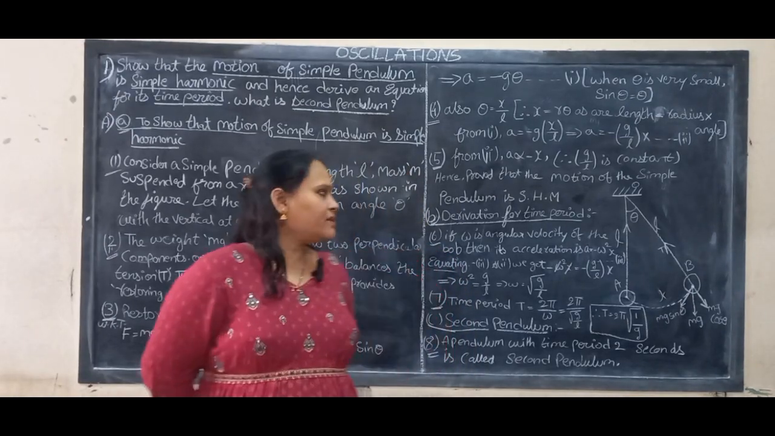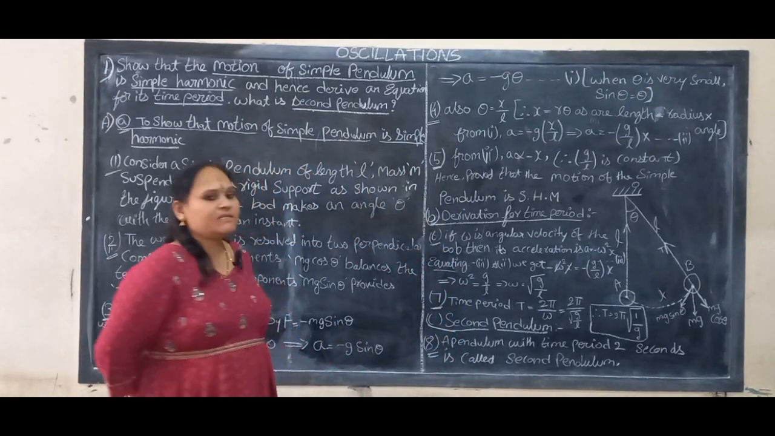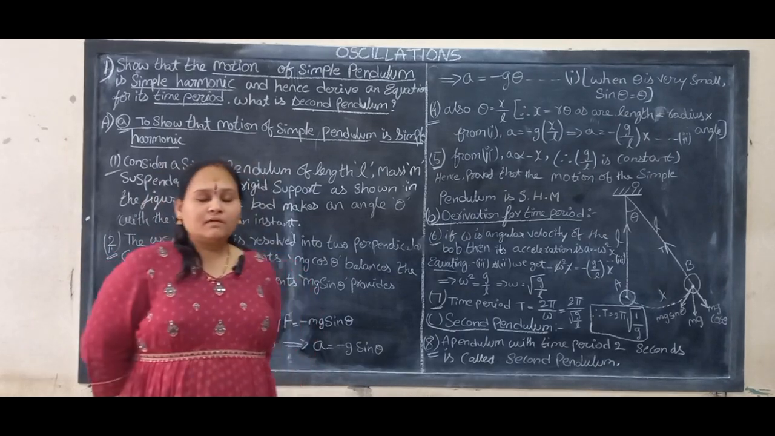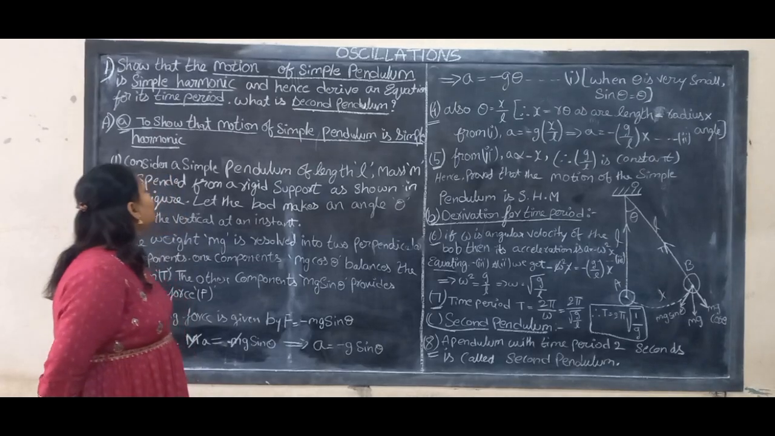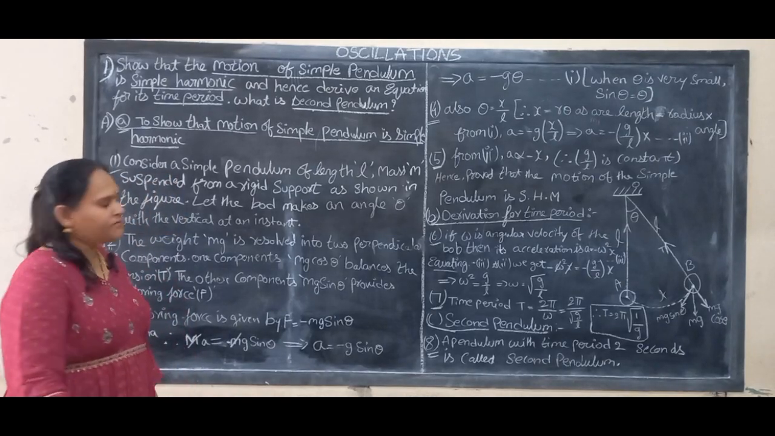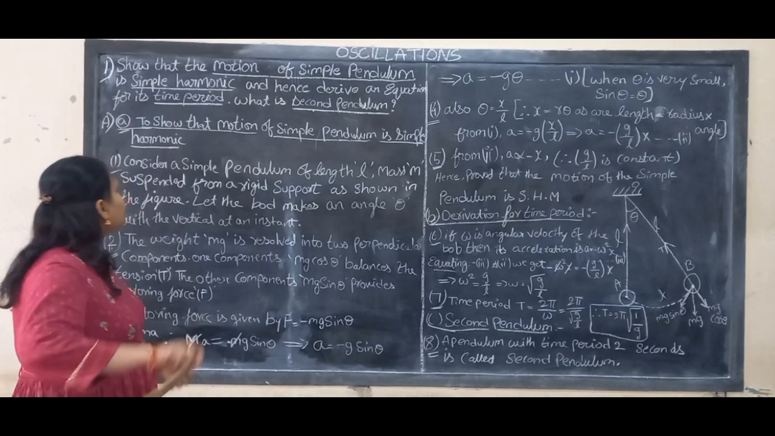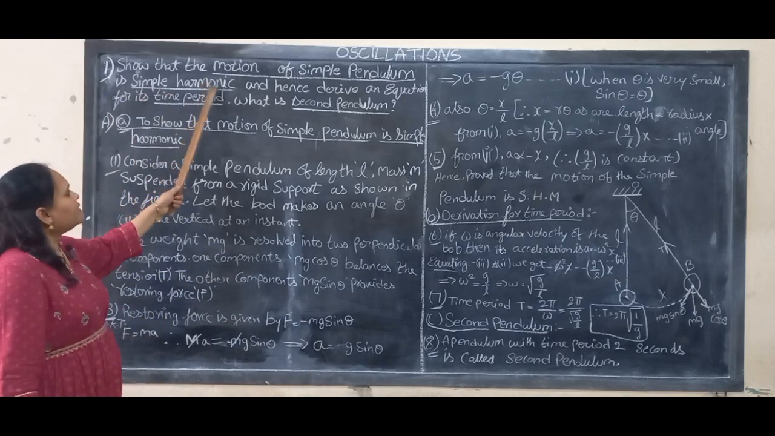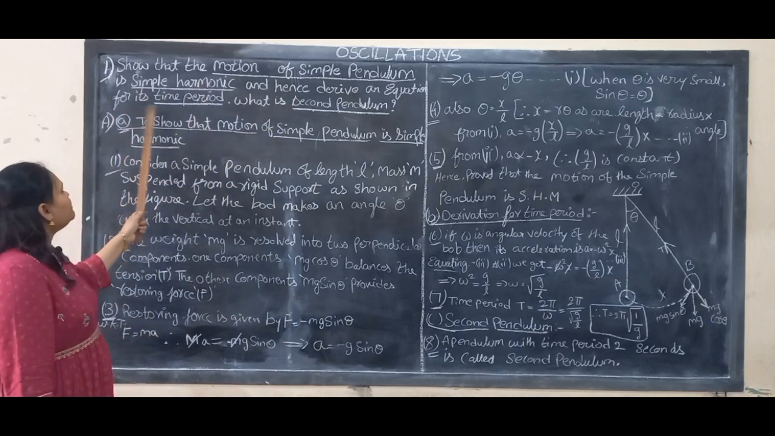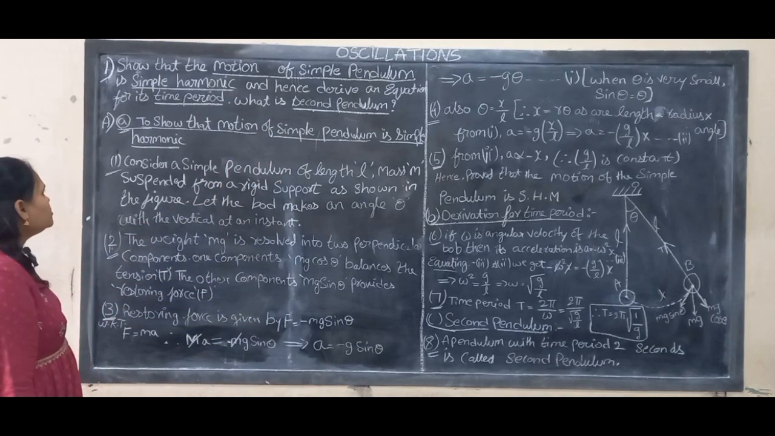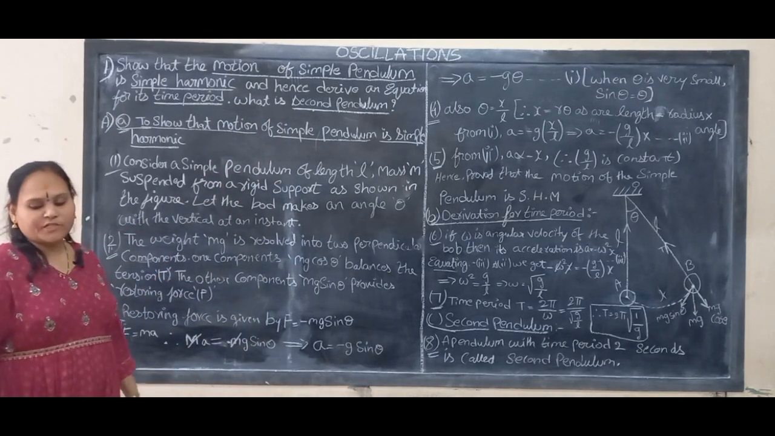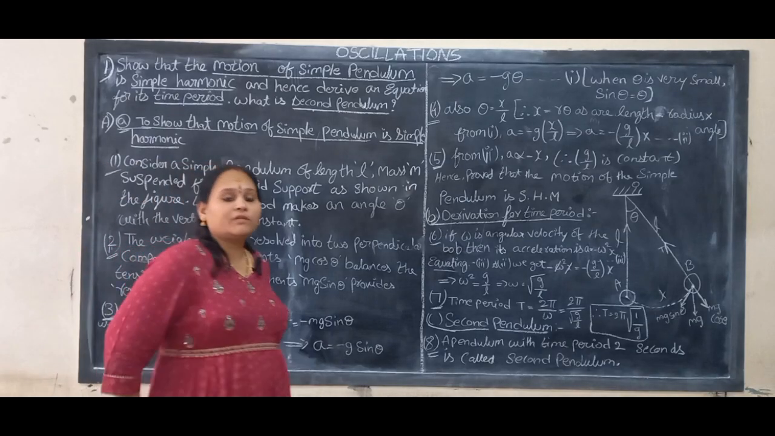Physics. Today we are discussing the topic of oscillations. In oscillations we have two long answers only. The first one is: show that the motion of a simple pendulum is simple harmonic and hence derive an equation for its time period. What is a seconds pendulum? So what is a simple pendulum and what is simple harmonic motion?